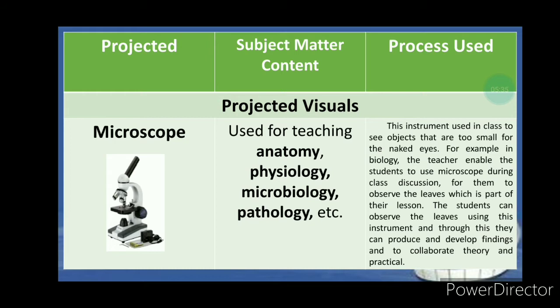For example, in biology, the teacher enables the students to use microscope during class discussion for them to observe the leaves, which is part of their lesson. The students can observe the leaves using this instrument, and through this they can produce and develop findings and collaborate theory and practical.